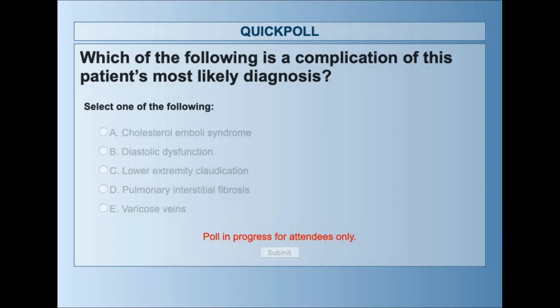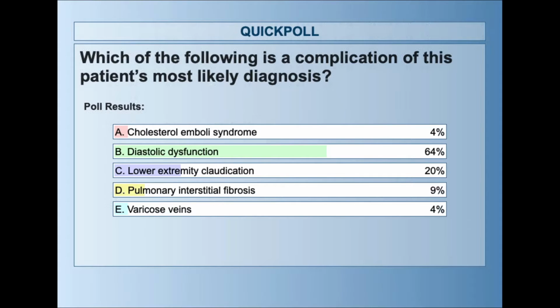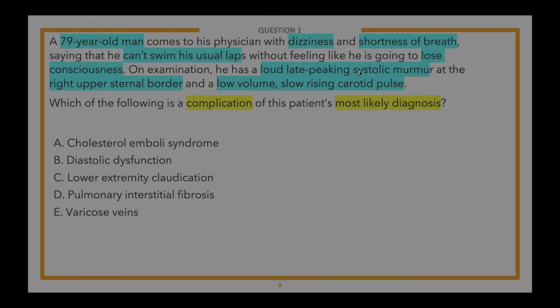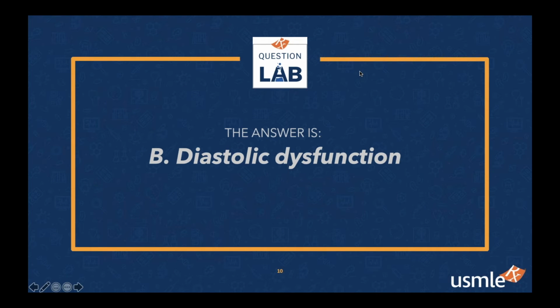All right, looks like there's a clear favorite, so let's take a look and see what all of you selected. Looks like 64% of you selected diastolic dysfunction. In second place, and distant second place, was lower extremity claudication. So let's take a look and see what the correct answer is. And the correct answer indeed is B. 64% of you got it right, so we're off to a great start. Let me hand it off back once again to Paras.